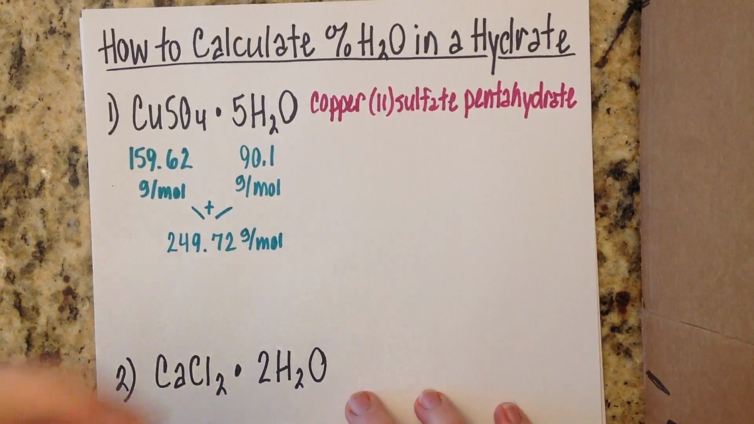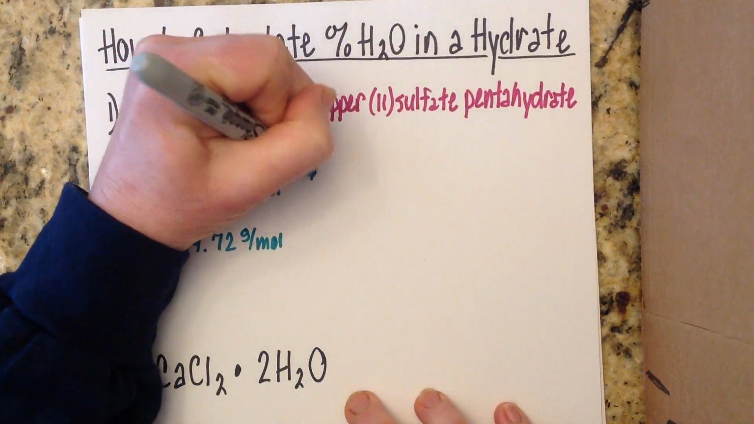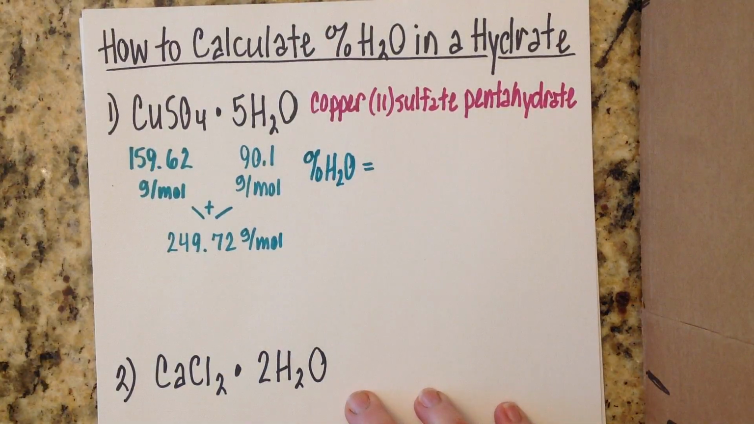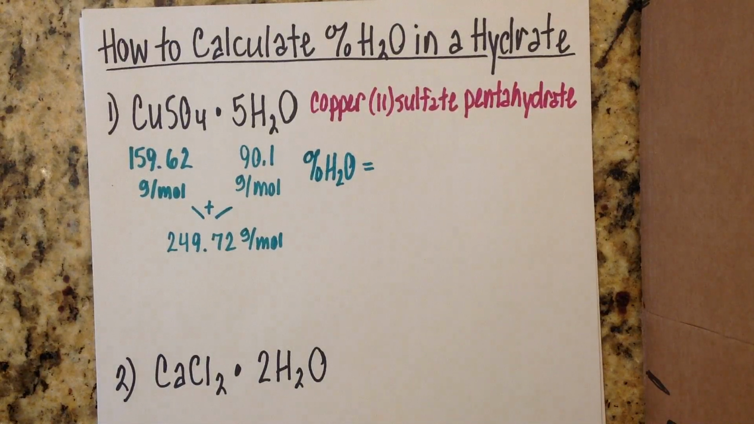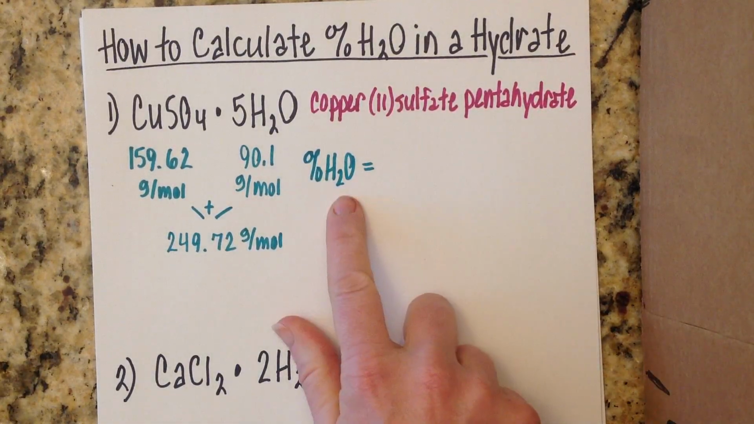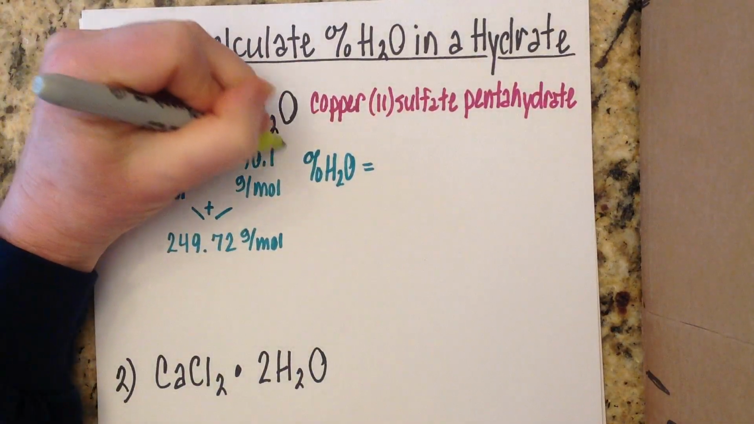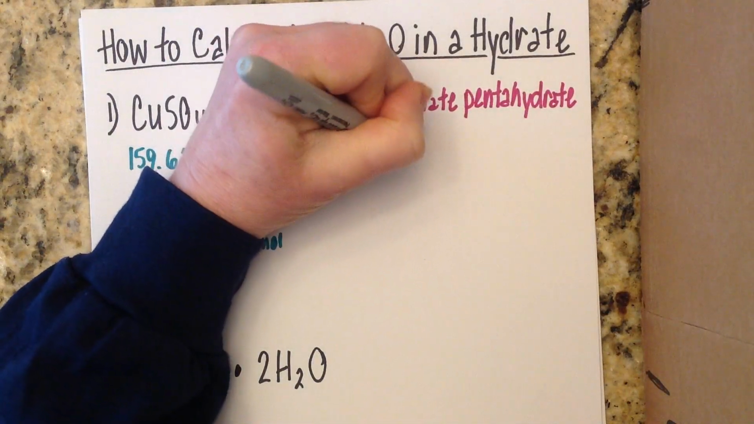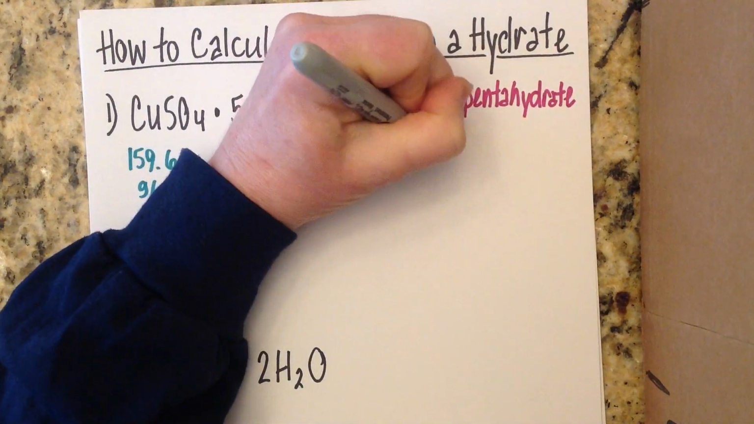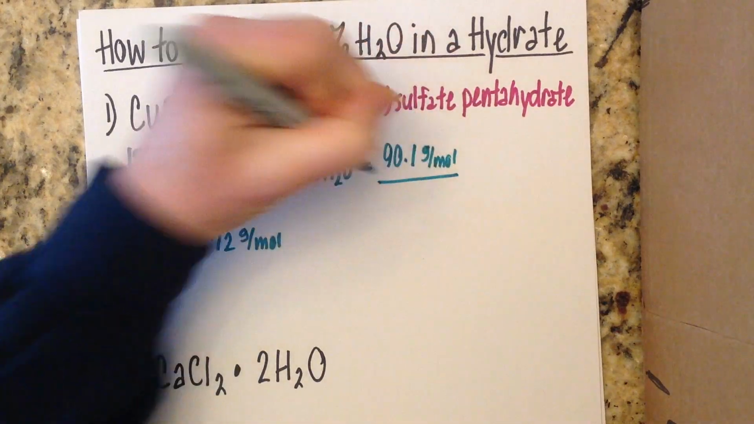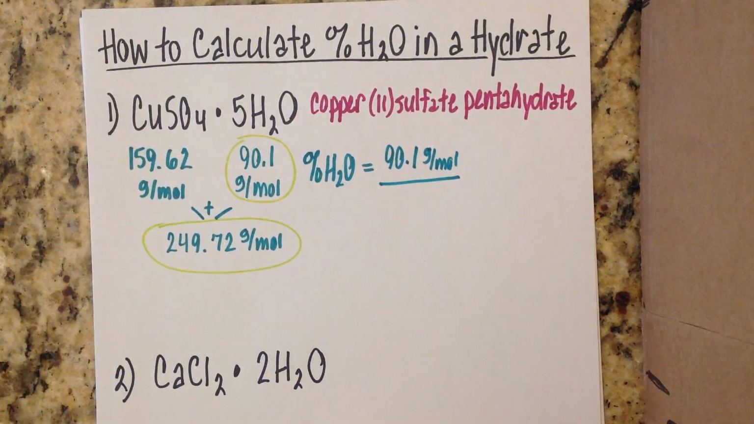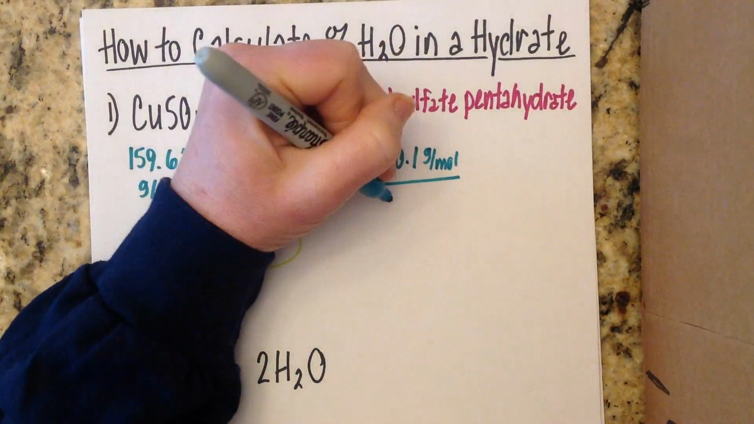So to get the percent water, you just write percent H2O equals, very important, keep everything labeled. You are going to put the total mass of the water, because that's what we're looking for. So this number right here is going to go on top: 90.1 grams per mole over the mass of the total hydrate, which is 249.72.